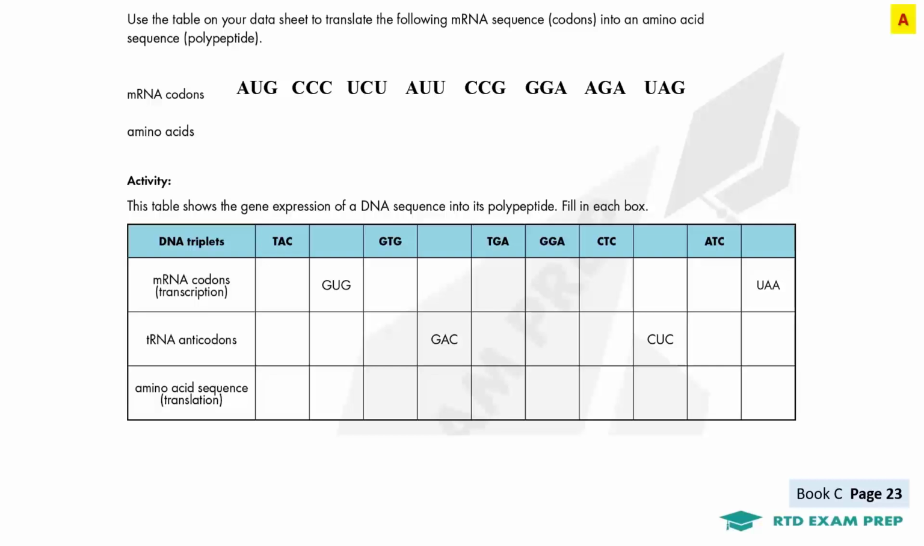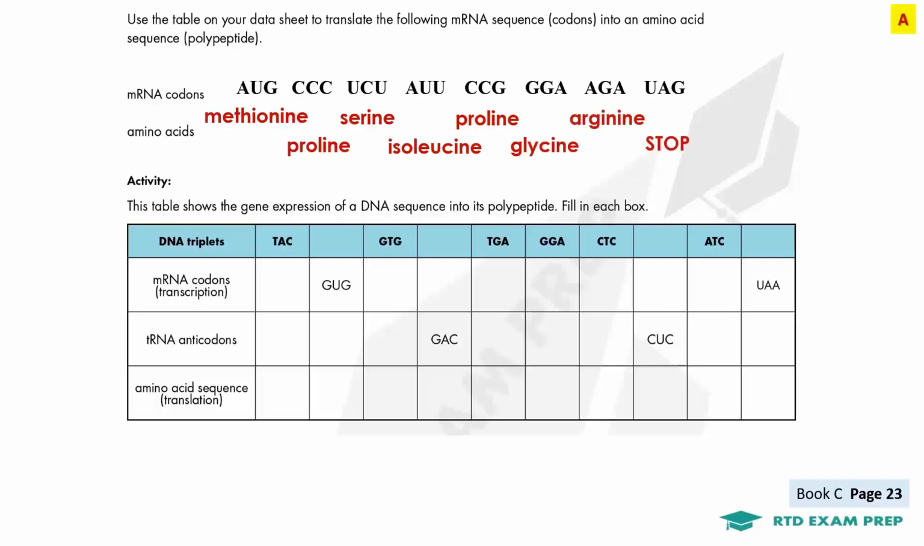Knowing that mRNA and amino acids have the same letters, you should have been going right to your chart, looking up AUG and seeing that it's methionine, CCC and seeing that it's proline, UCU, serine, and so on. You should have been able to get all of these amino acids correct. Here's my stop, UAG. If there had been AAU or something afterwards, you do not translate it. Once you have a hard stop, you stop.